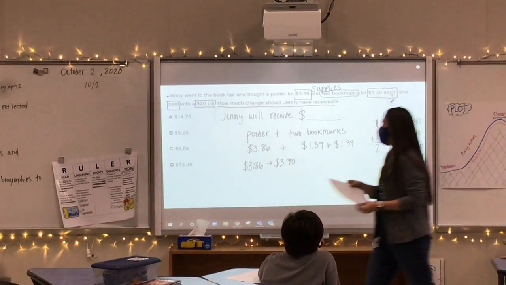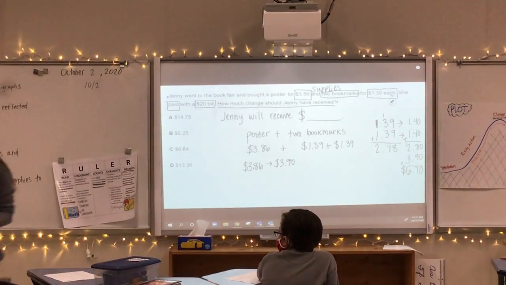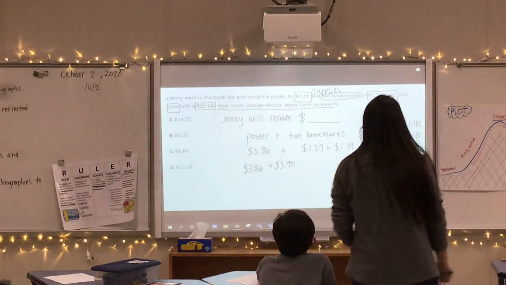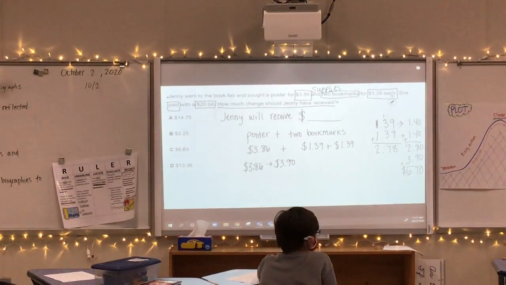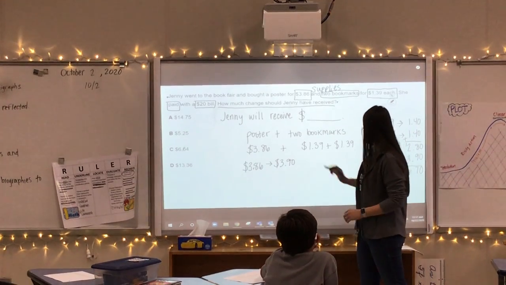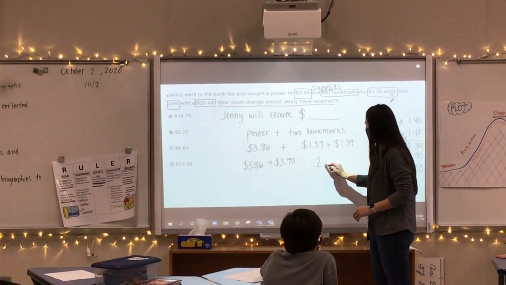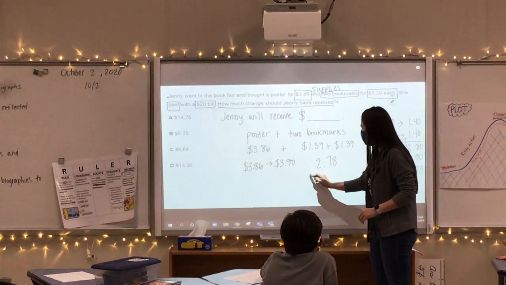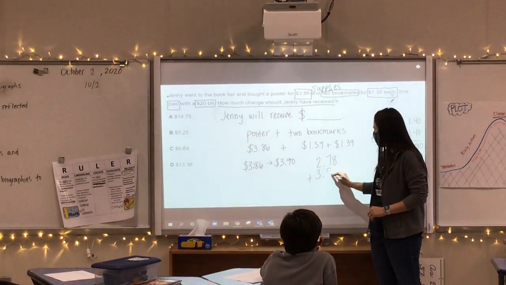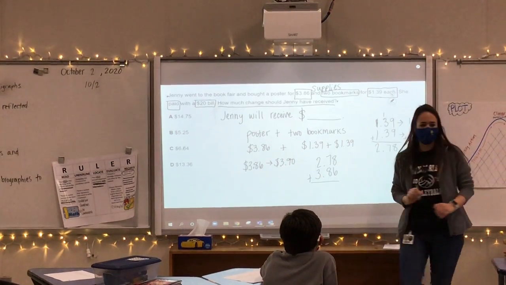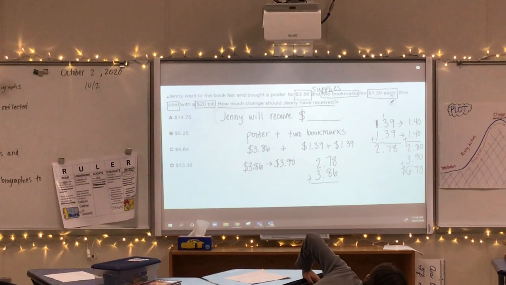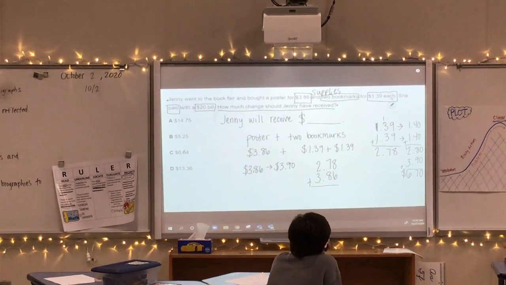For the bookmarks, $2.78. So now we need to add $3.86. Alright, let's add our $3.86. So we have $2.78 plus our $3.86. Did you line up your decimal? Yes, you lined it up by place value. Let me hear a yes.